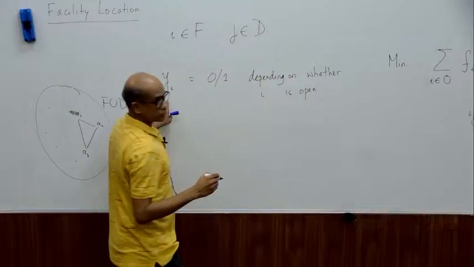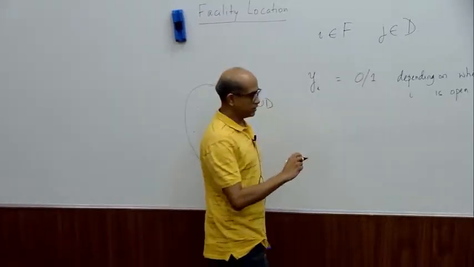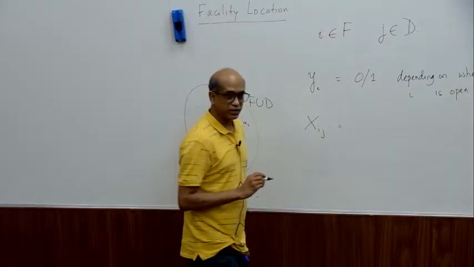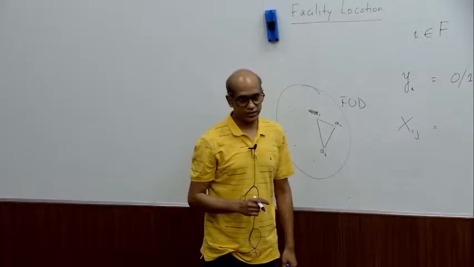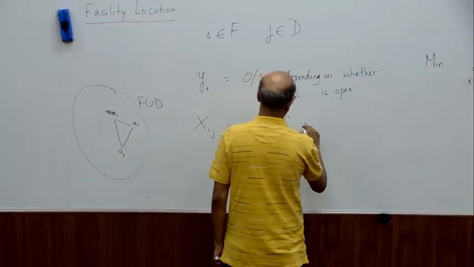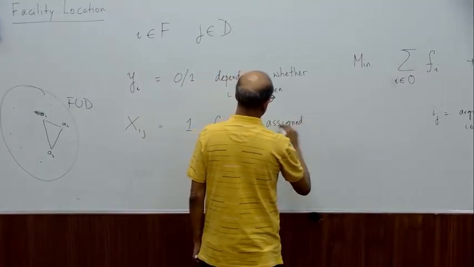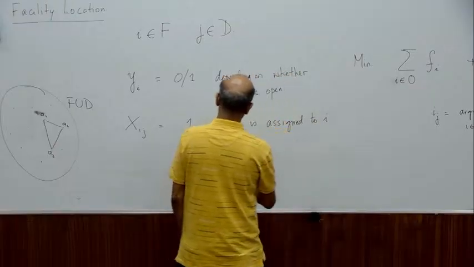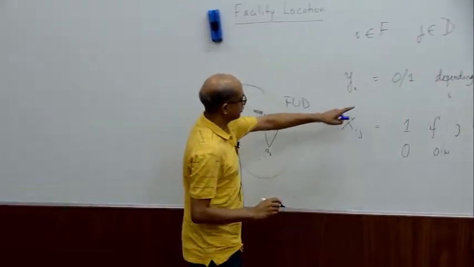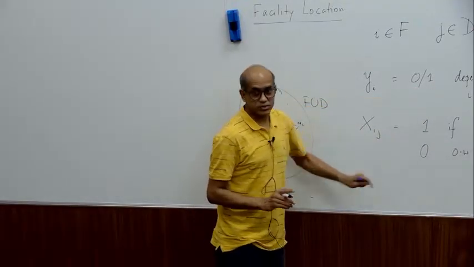Okay, so if yi is 1, it means you are open, 0 means you are not open. That's one variable. And the other variable is the assignment xij, which is 1 if j is assigned to facility i, meaning it goes to facility i, and 0 otherwise. So I could write it more clearly: 1 if it is open, 0 otherwise.